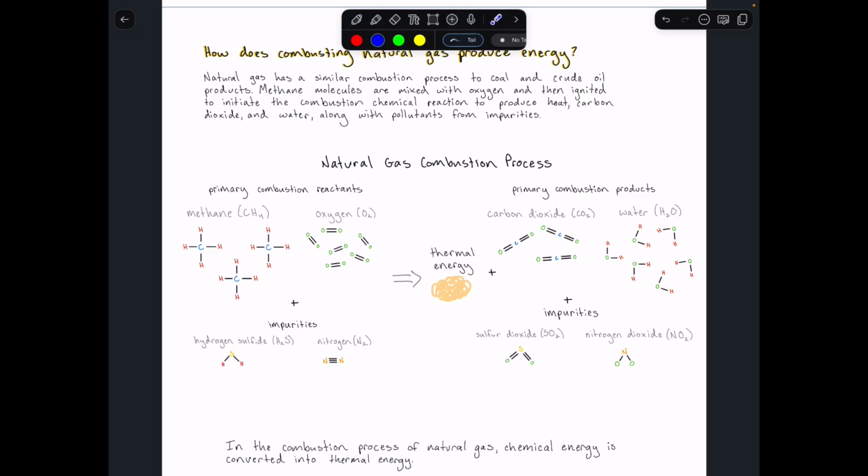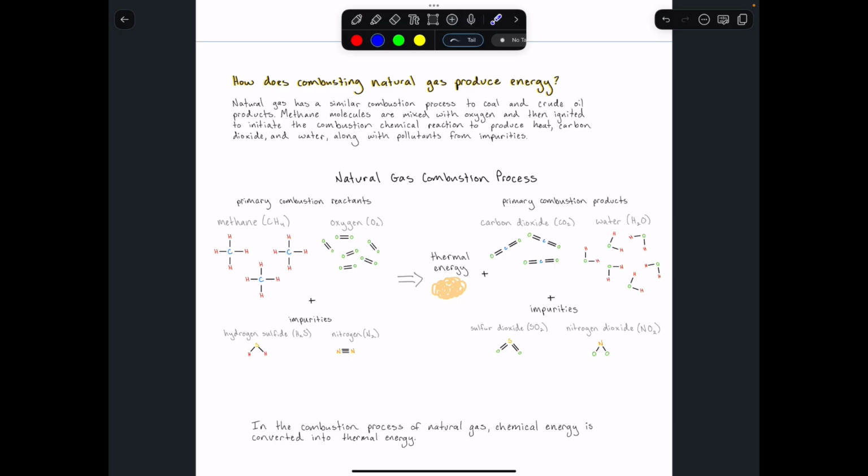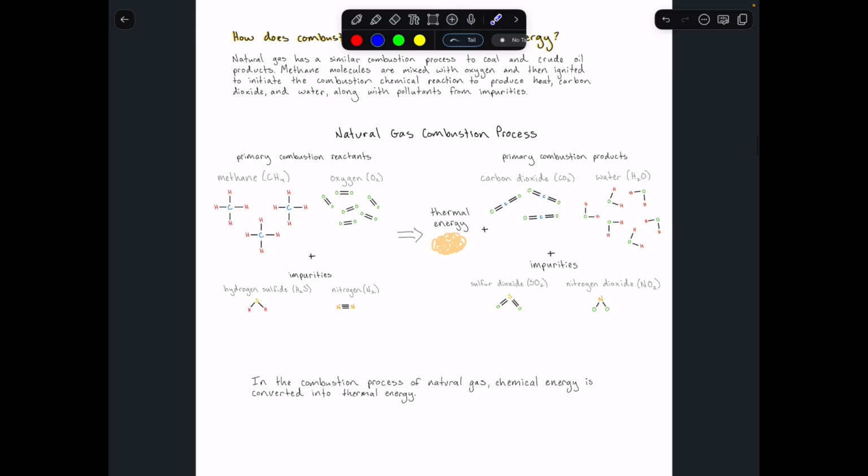And as mentioned in the previous lecture, I'm just going to repeat this again. In the combustion process, we are taking the chemical energy contained in the bonds between the atoms within the methane molecules, and during this reaction, that energy is released in the form of thermal energy. Then it's the power plants that take that thermal energy and convert it into electricity, which is what we will be covering next. All right.